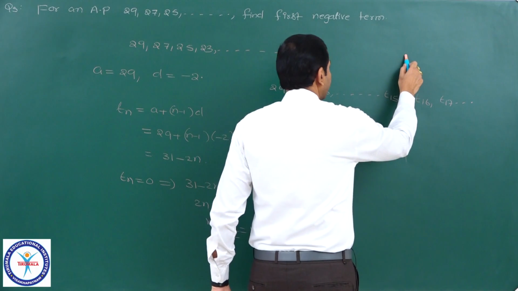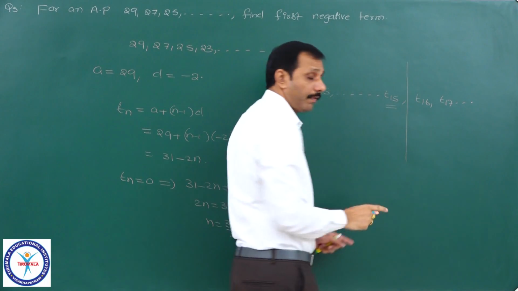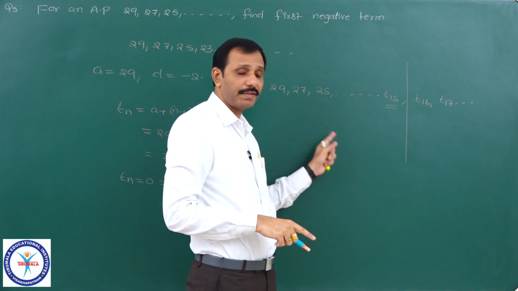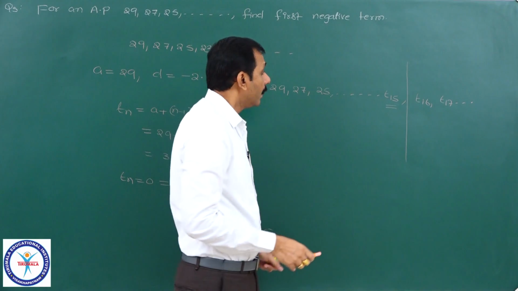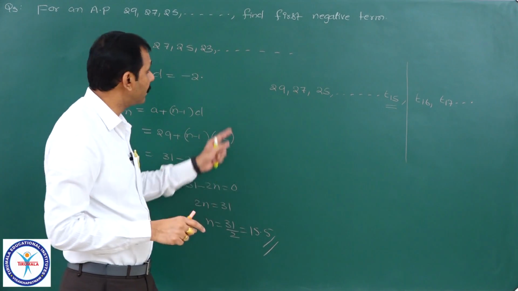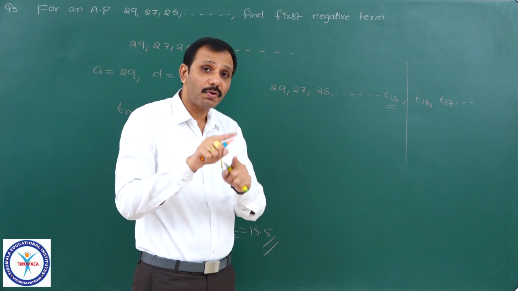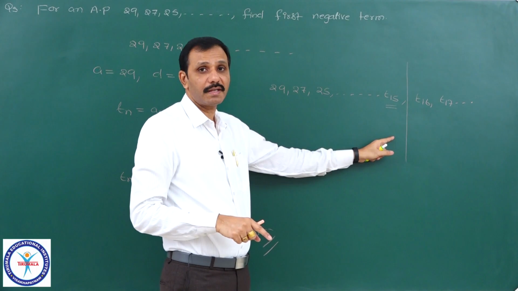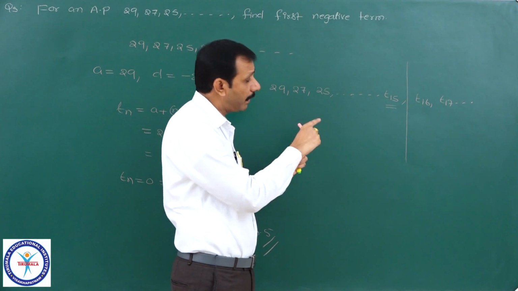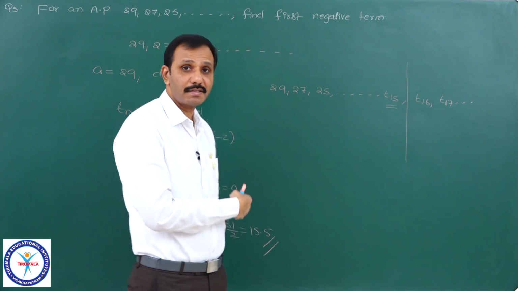Here it is 15.5 if I take, it is T15.5. It doesn't mean that that is a term of that sequence. No. Actually, T15.5 equal to 0 means in this sequence, if you keep on writing the terms, 0 is not a term of this series. 0 will be in the middle of this, I mean somewhere between two terms. That is between the 15th and 16th. That is the meaning here.